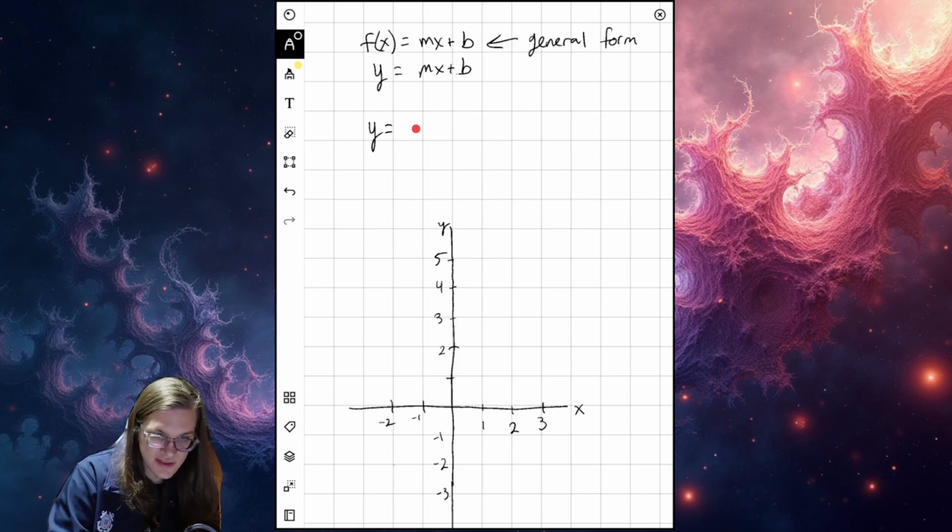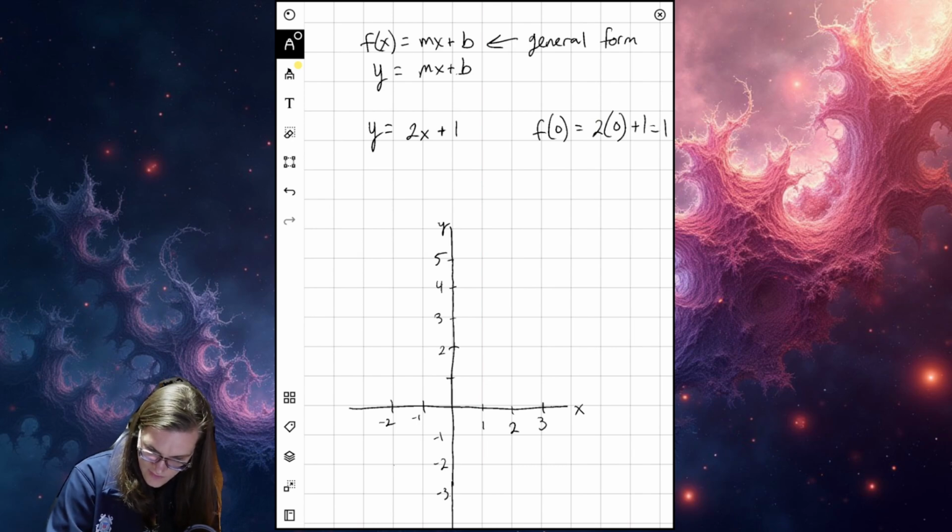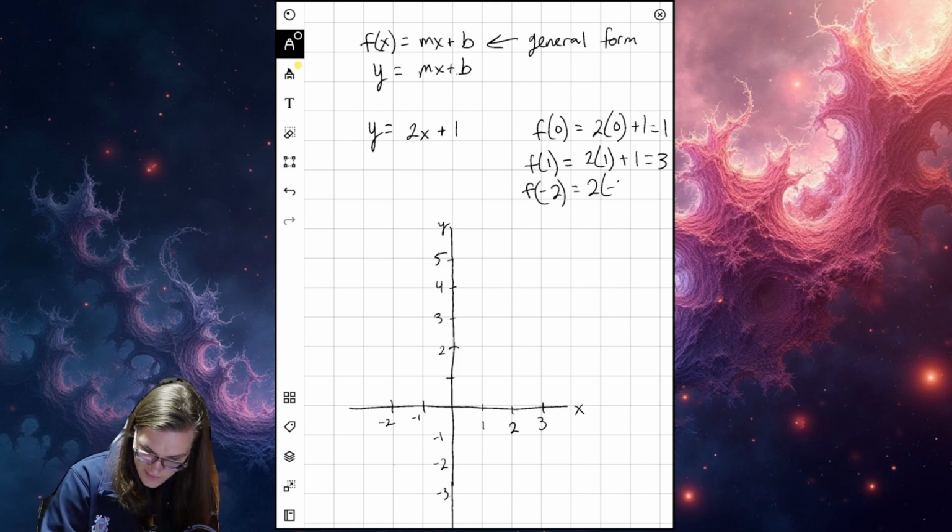And then this would be a specific function, say 2x plus 1. If we plot it, we're going to see, okay, what's f of 0? Well, that's going to be equal to 2 times 0 plus 1, which is 1. f of 1 is going to be 2 times 1 plus 1, which is 3. f of negative 2, we'll say, just pick something. f of negative 2 will be 2 times negative 2 plus 1, which equals negative 4 plus 1, which is negative 3.